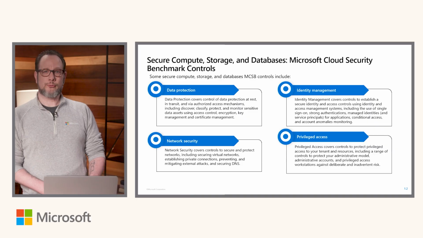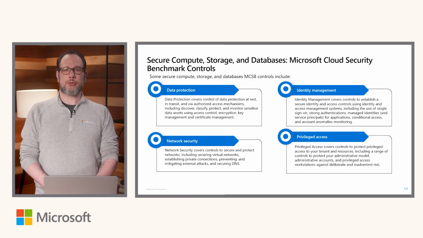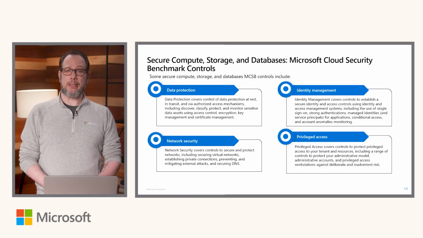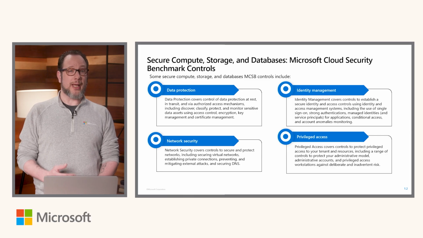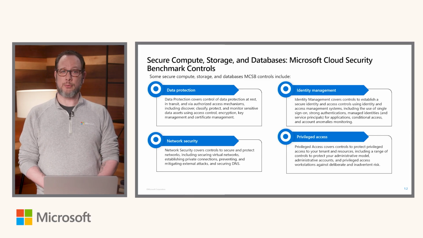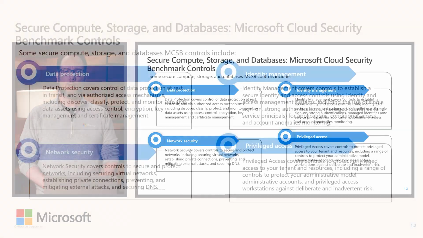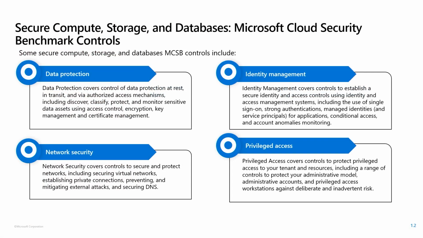If you have been with us for the 2 other previous episodes, you already know we start each episode with a reference to the MCSB or Microsoft Cloud Security Benchmark controls. For this episode, the relevant controls are data protection, network security, identity management, and privileged access. So yes, there is quite some overlap with topics covered in other episodes already. But that's just how security works, right?